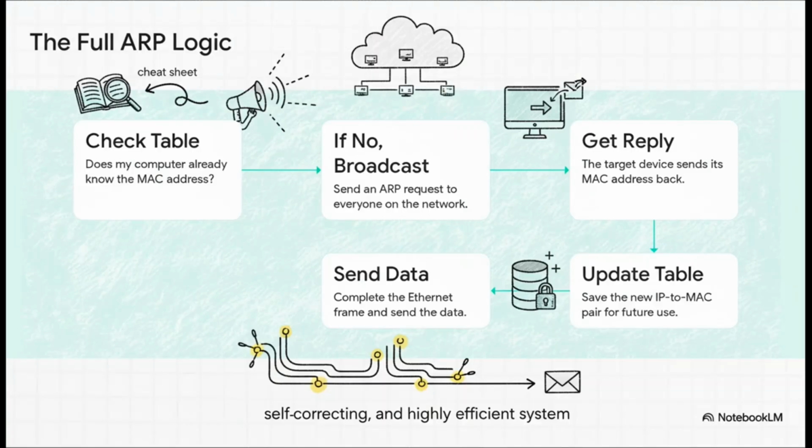So, here it is, the full logic that happens every single time. Step 1, your computer always checks its cheat sheet first. Do I already know this MAC address? If the answer is no, then and only then does it move to Step 2, send out that big broadcast shout. Step 3, it gets a reply. Step 4, and this is key, it updates the cheat sheet for next time. And finally, Step 5, it can complete the data packet with the correct MAC address and send it on its way. It's just a beautiful, self-correcting, and super efficient system.